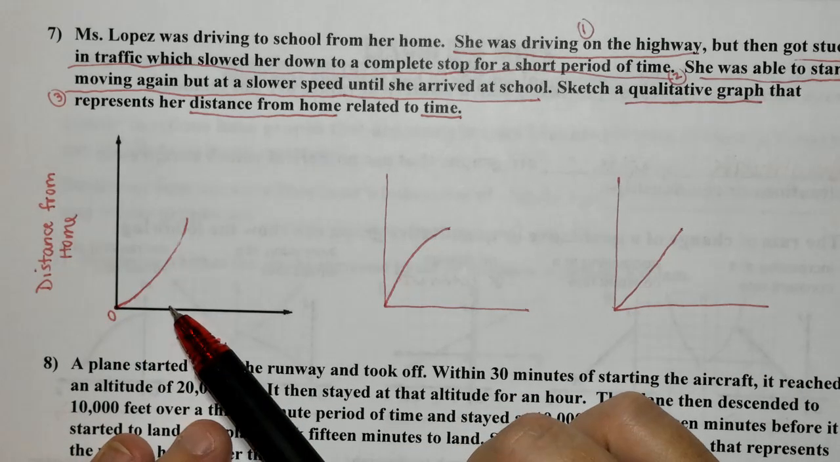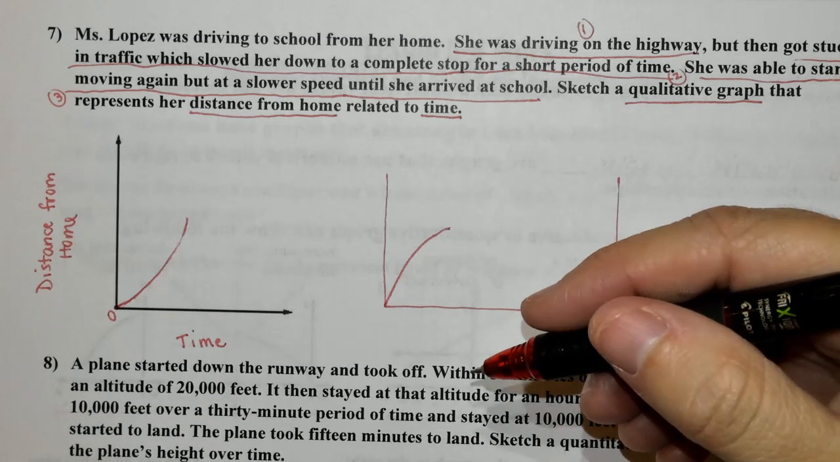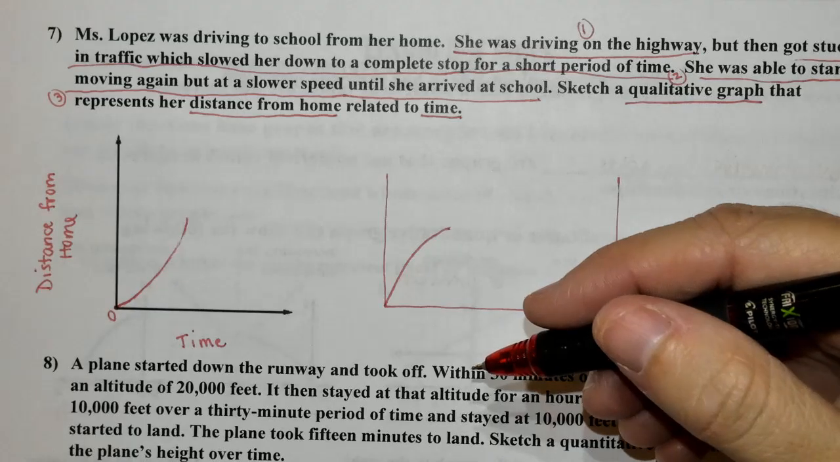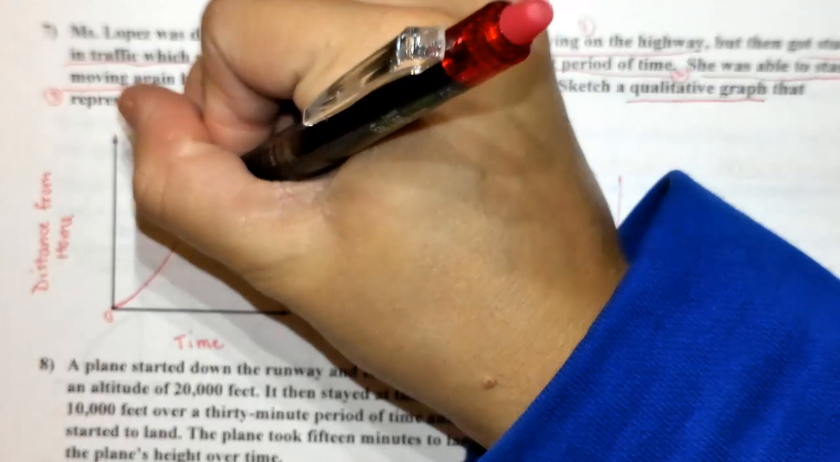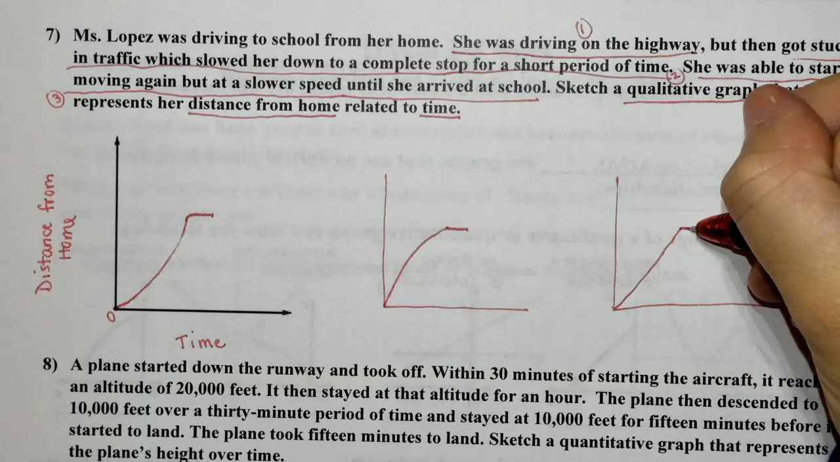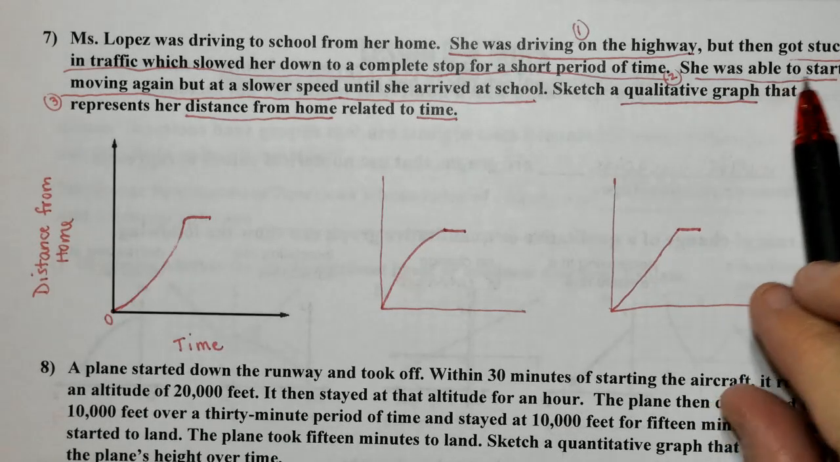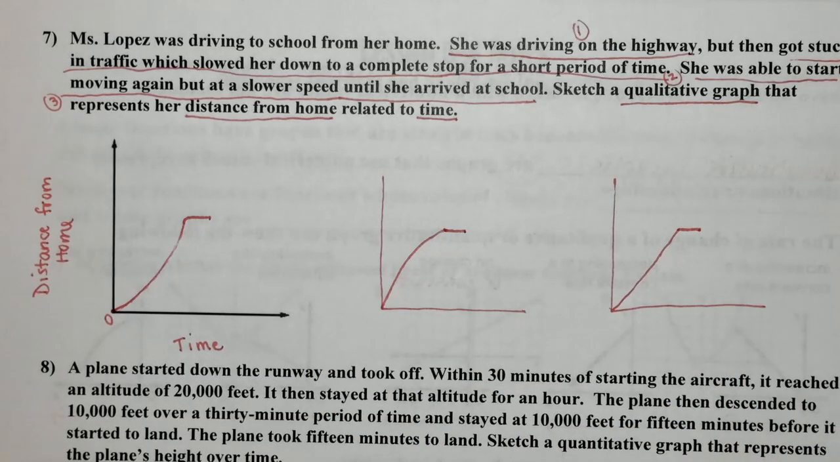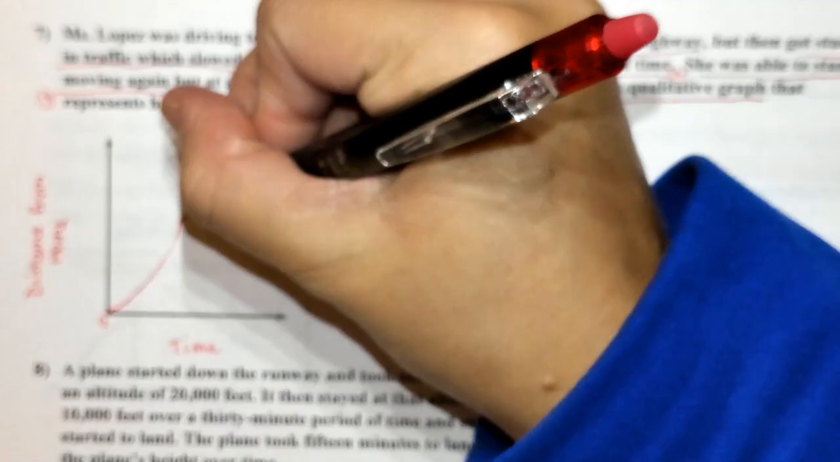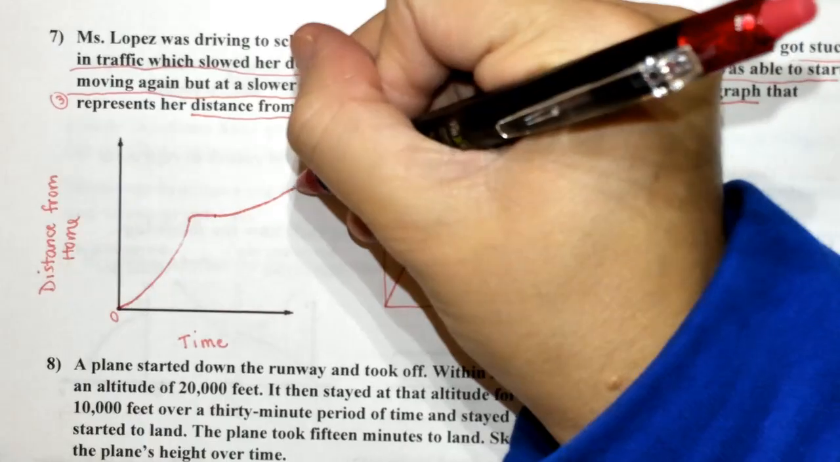Okay, now she gets stuck in traffic, right? So her distance from home, if she is stuck in traffic, if she's not moving, her distance isn't increasing, but it's not decreasing either. So for a short time, her distance doesn't change. Okay, it doesn't go up, it doesn't go down. Okay, then her distance continues to increase because she starts moving again, and she's still moving away from home, but she's going at a slower speed. So something like this. It's a slower increase, okay, until she arrives at school.